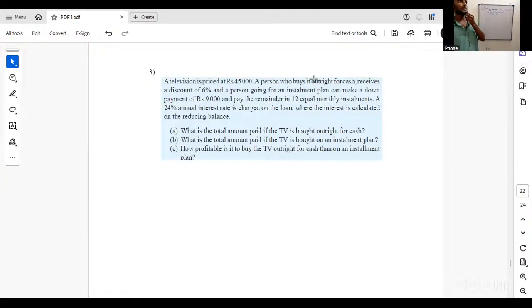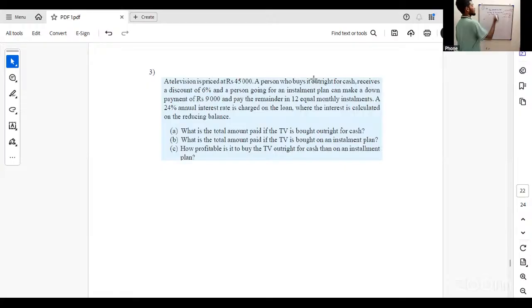So after the discount, what is the price that he has to give? So how do you find that value? You subtract, because discount means you have to subtract 6%. 100 minus 6 over 100, so that you can find this value after the discount of 6%. 45,000 into 100 minus 6, 94 over 100. I cancel zeros. The answer will be 42,300. So this is the value he has to pay for the TV after the discount of 6%. Right? Okay.